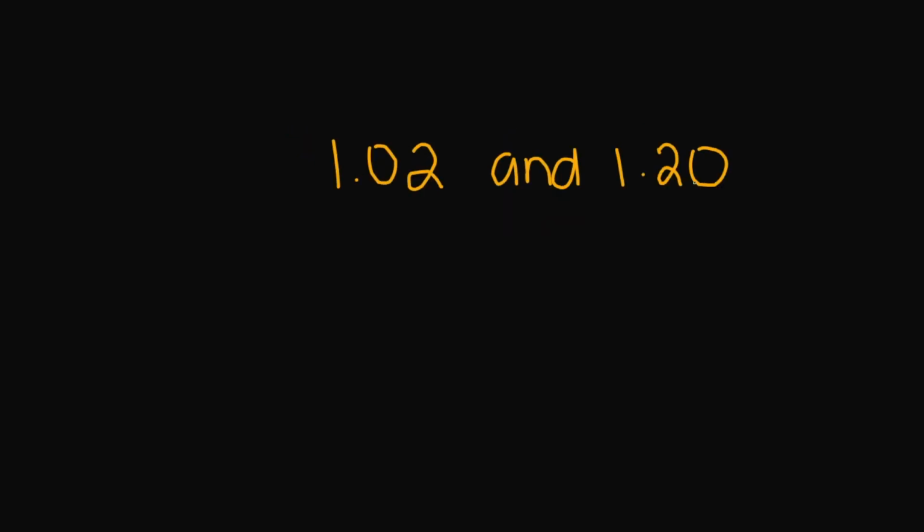7.2 and 7.02. Are these two decimals the same? No, these two decimals are not the same, so this is no. They are not equivalent. You have 2 here and you have 0 here, and then you have your imaginary 0 here, and then you have a 2 here, so these decimals are not the same. Now 1.02 and 1.20. Are these two decimals equivalent? Nope, these two decimals are not equivalent.